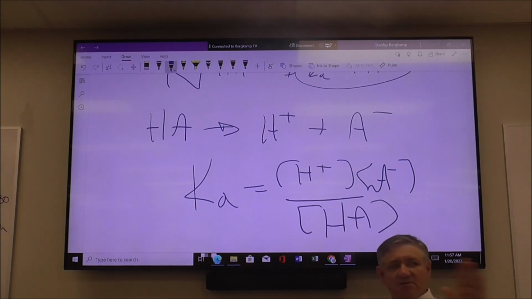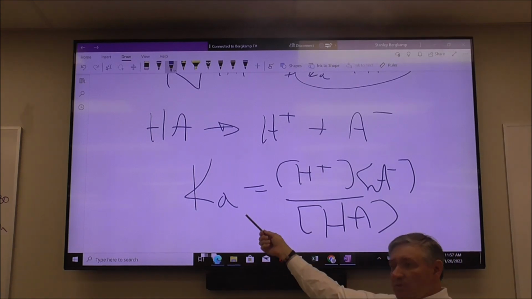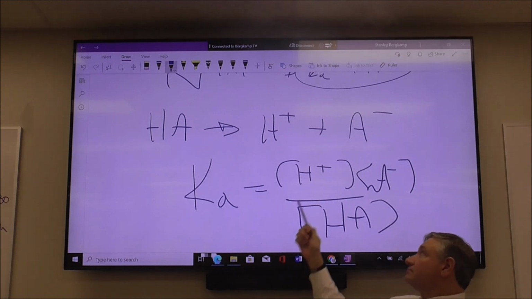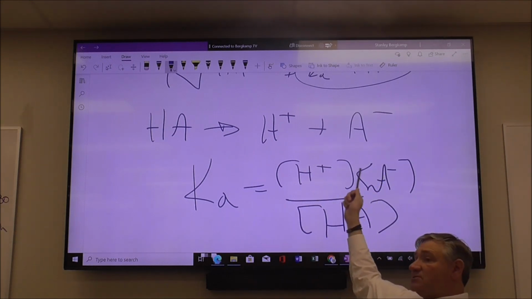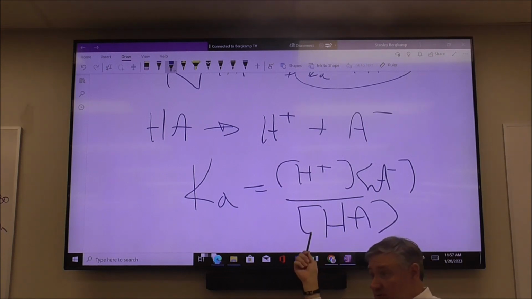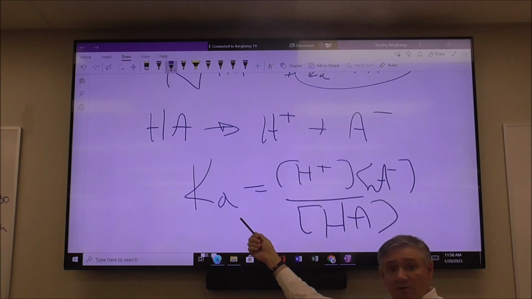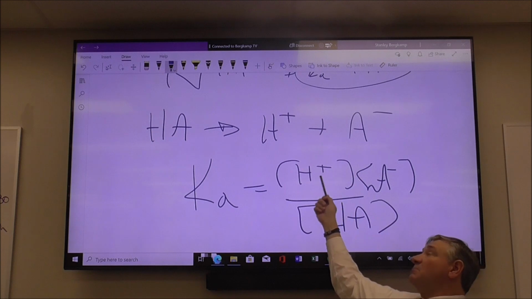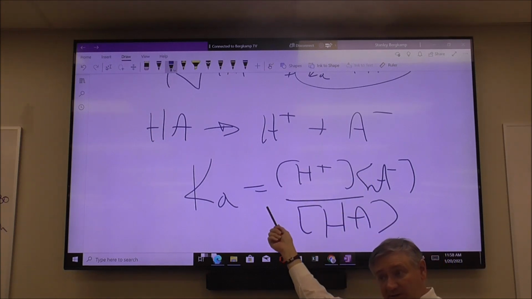Always, no exceptions whatsoever. So the only way I can get a Ka value less than 1 is if I have very small concentrations on top and very big concentrations on the bottom. That's the only way that can happen. And the smaller that Ka value is, the smaller these numbers are up on top. So that's one big idea.